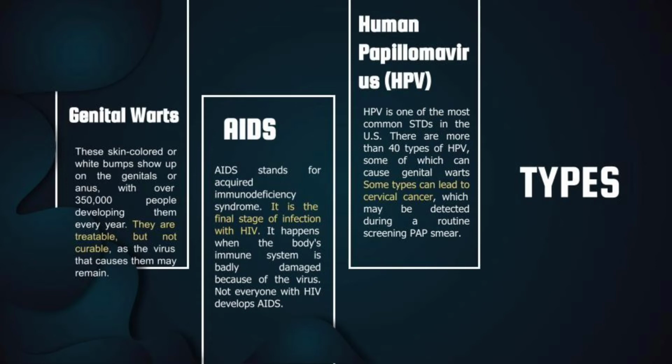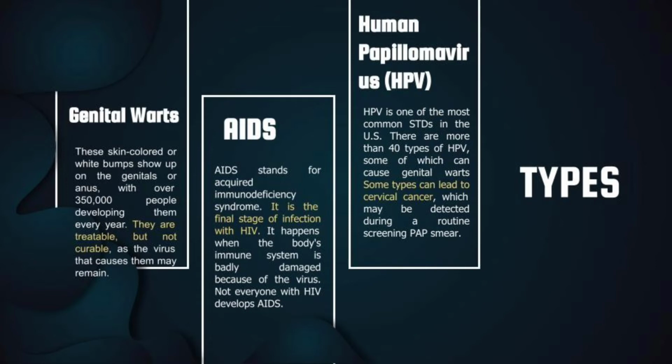Next, we have AIDS. Of course, what does AIDS stand for? The meaning of AIDS is acquired immunodeficiency syndrome. It is the final stage of infection with HIV, and it happens when the body's immune system is badly damaged because of HIV. And take note that not everyone with HIV develops AIDS. If you have contracted the virus and you are treated at an early stage of the disease, then you have a higher chance that you will not get into the severe stages of HIV, which develops into AIDS.